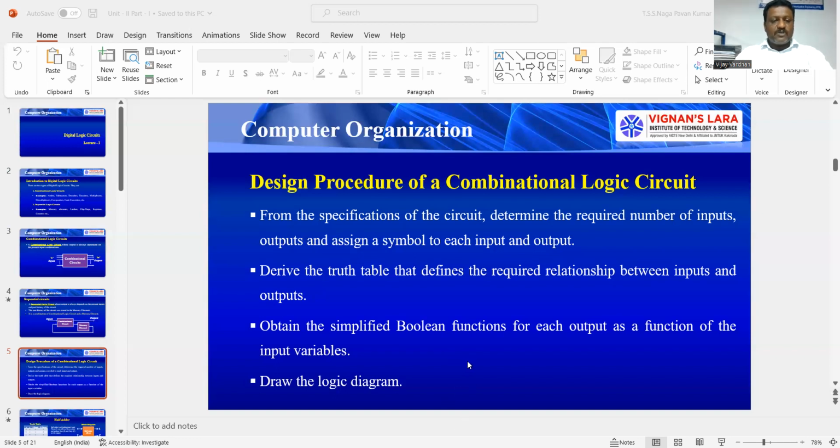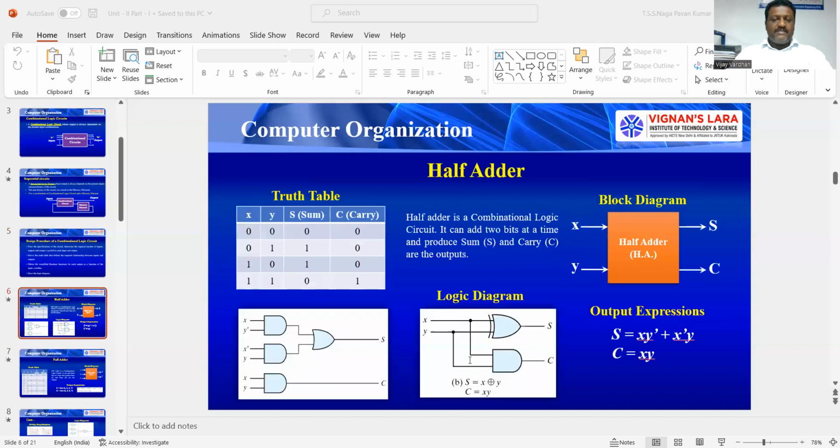So this is a 4-step procedure for designing a combinational logic circuit. For example, I start my discussion with how to make a half adder. A half adder is a combinational logic circuit. It can add 2 bits at a time, and it produces sum and carry as the outputs.